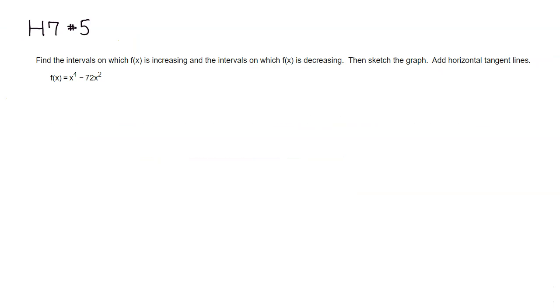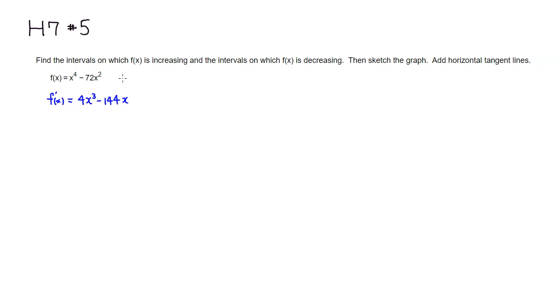To discuss increasing and decreasing, we need the derivative. So I'm going to take the derivative. f prime of x is equal to 4x cubed, minus 72 times 2, which is 144x, and subtract 1 from the power.